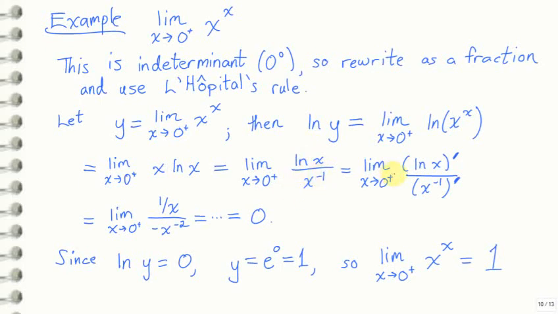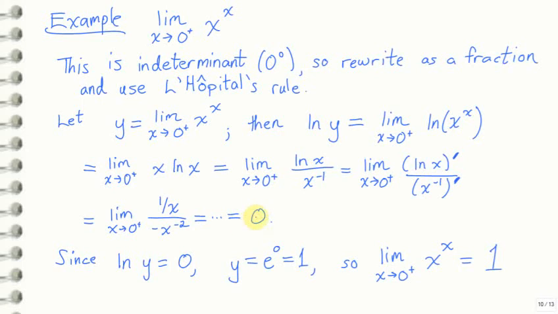Now I still have an indeterminate form, infinity over infinity. So using L'Hopital's rule, I do the derivative of the top and the derivative of the bottom. Get 1 over x divided by negative x to the negative 2. We actually did this a couple problems ago. So after some simplification, again you get 0. But be careful, we're not done yet.